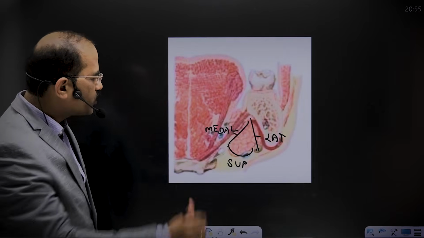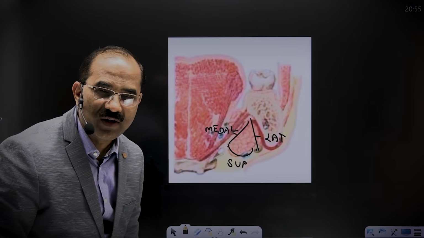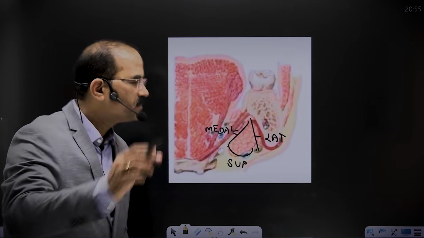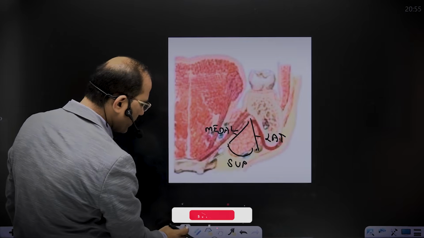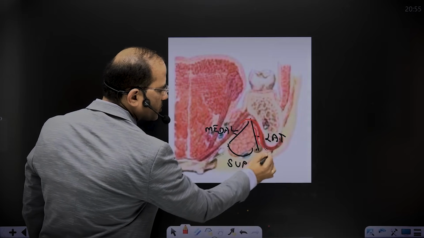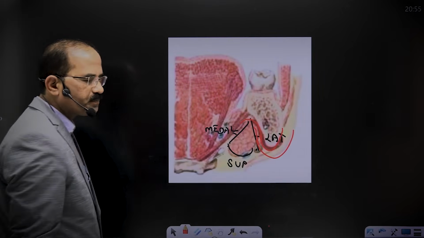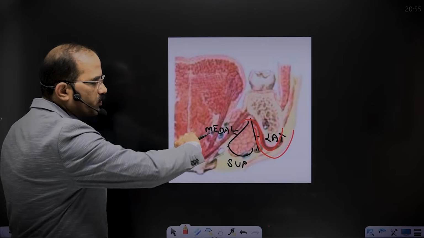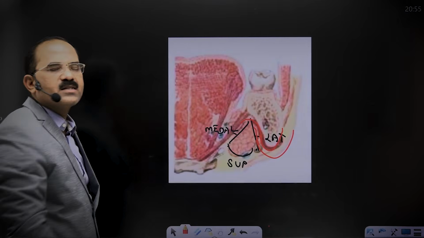And I told you, we've seen the facial artery. You remember the facial artery in the face? The facial artery is going to wind around the submandibular gland. Look, it is going to go like this. The facial artery is going to form an S-shaped loop over the submandibular gland.